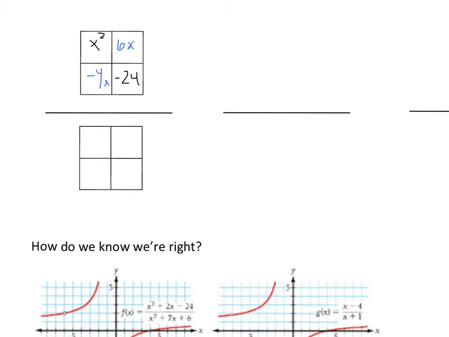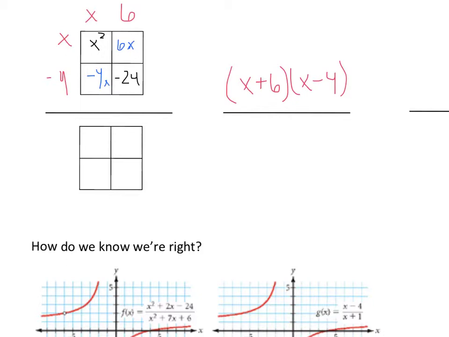And then we can build outwards. So at the top corners should be x, and then we should have a 6 and a negative 4, which allows us to write this in factored form: x plus 6, x minus 4.